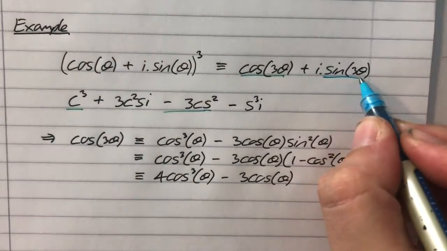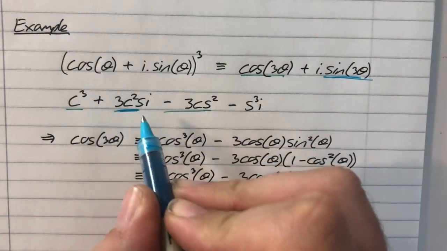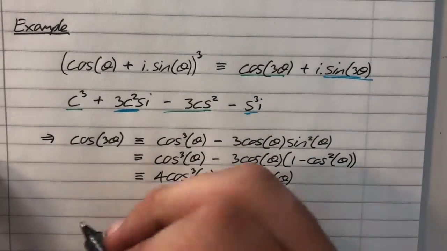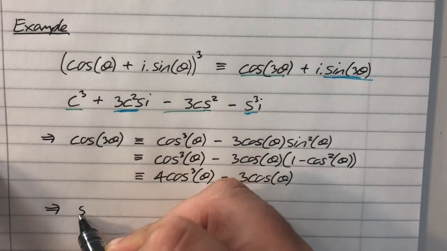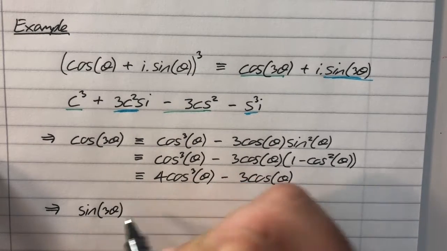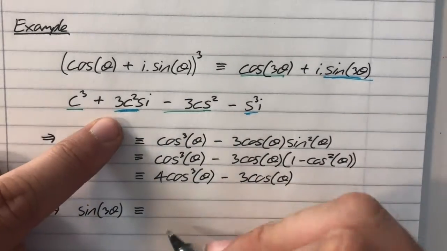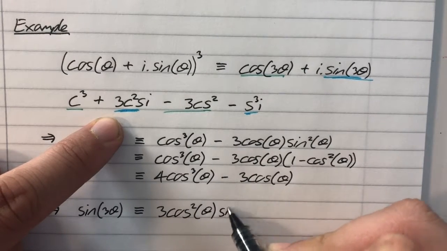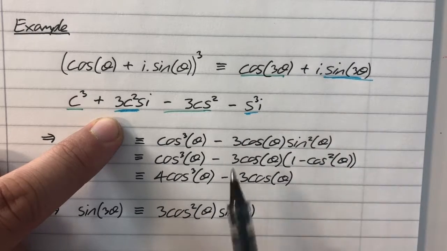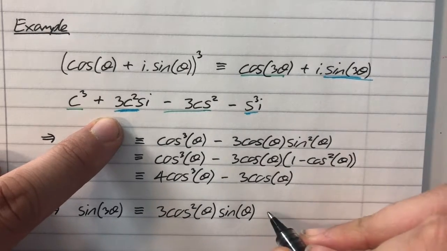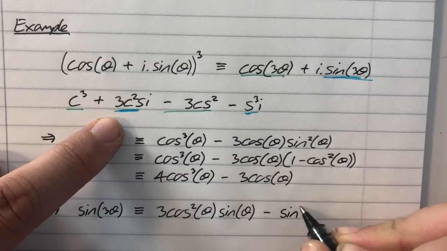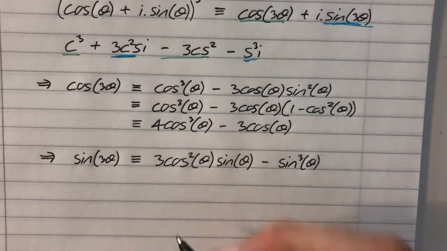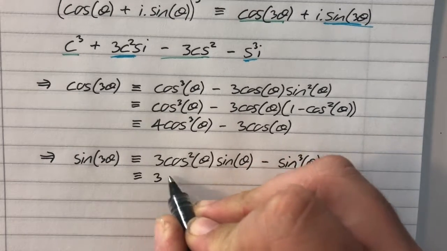So in this case, the imaginary part is sine of 3 theta, 3 cos squared sine, and minus sine cubed. And that will give me sine of 3 theta, the imaginary part, is identical to 3 cos squared of theta sine of theta. Don't need the i. Okay, the imaginary part is the coefficient of i. I don't need to write the i in. Sine cubed of theta. And again, I can replace this cos squared with 1 minus sine squared.